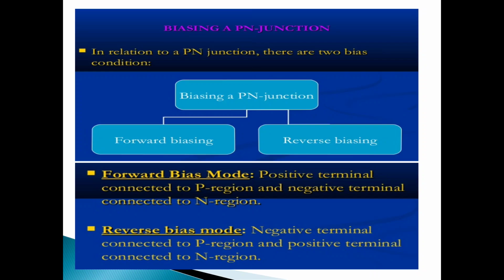Now, what is forward biasing mode? When the positive terminal is connected to the P region and the negative terminal is connected to the N region, it is known as forward biasing. While in case of reverse biasing, when the negative terminal is connected to the P region and the positive terminal is connected to the N region, it is known as reverse biasing.